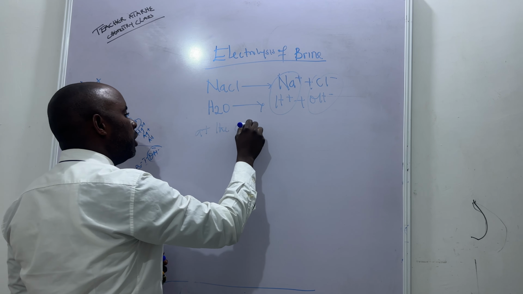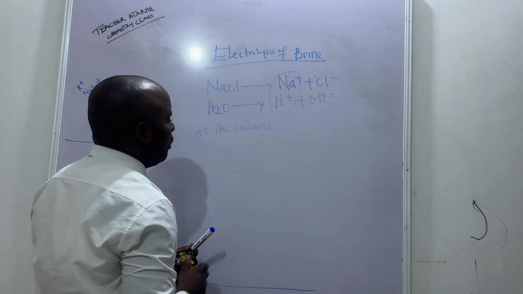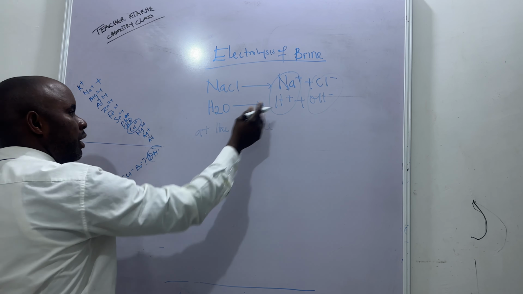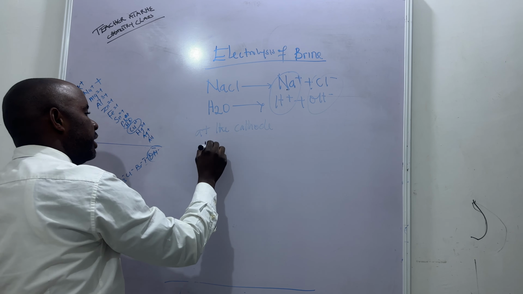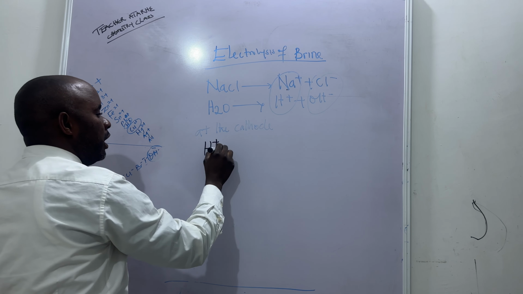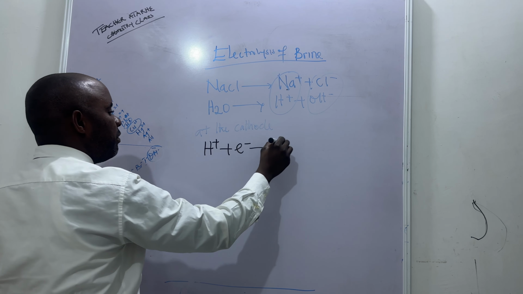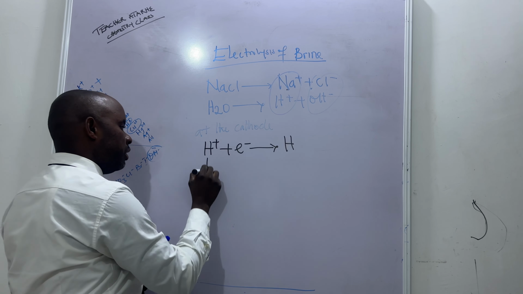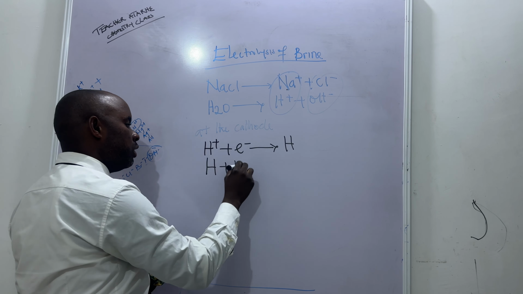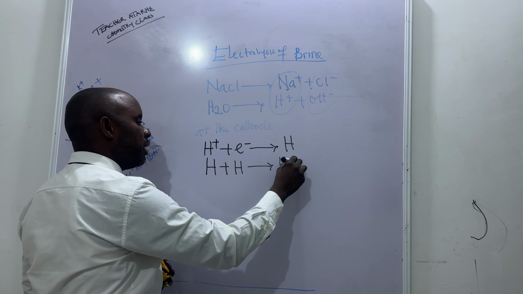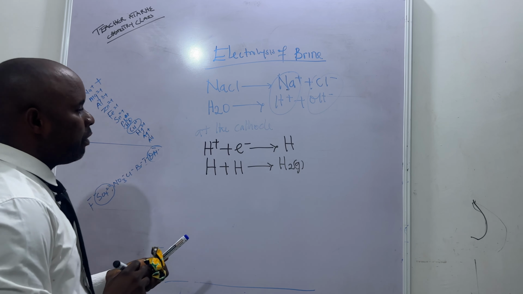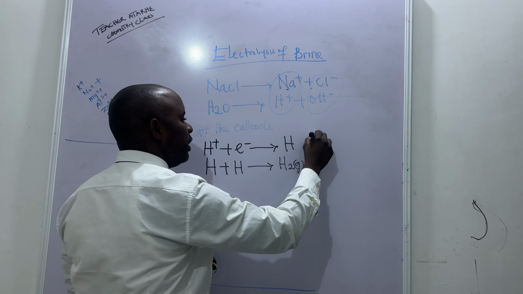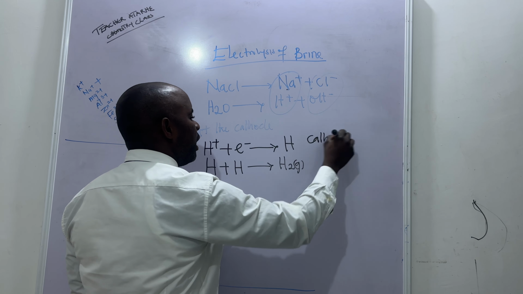At the cathode, reduction reaction occurs. Since sodium is higher in the series, we said hydrogen ion is preferentially discharged. When it is discharged, it acquires an electron to give hydrogen atom. A hydrogen atom is not stable, so hydrogen atom will react with hydrogen atom to give hydrogen gas. This is what happens at the cathode. Any electrolytic reaction that occurs at the cathode is known as the cathodic half reaction.